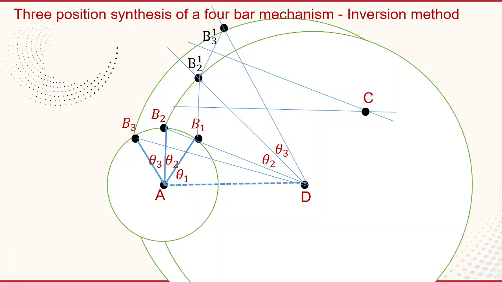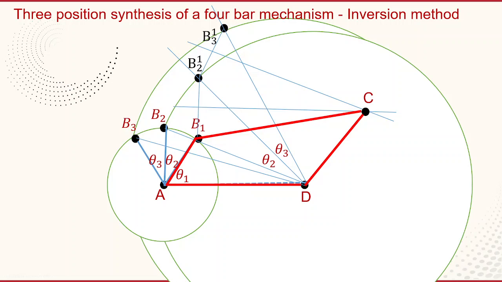Now join B1C, which is one link, and join C and D, which is another link. Now complete the 4 bars: AD is acting as the fixed link, AB1 as the crank, B1C as the coupler and CD as the rocker. So AB1CD is the 4-bar mechanism. After construction, we are going to measure the distances of B1C and CD.